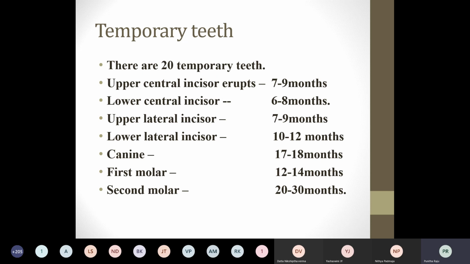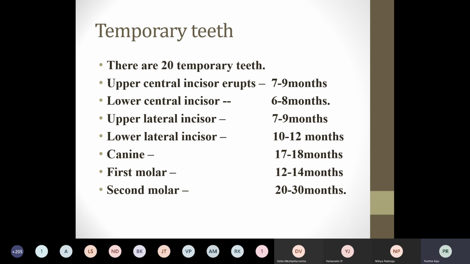The easy way to remember is: the lower central incisor is at the 6th month. The upper central incisor is at the 7th month. Next is the upper lateral incisor, which erupts at the 8th month. The lower lateral incisor is around 9 to 10 months. The canine is at 1.5 years. The first molar is at 1 year and the second molar is at 2 years. So this is a way to remember teeth eruption in the case of temporary teeth.